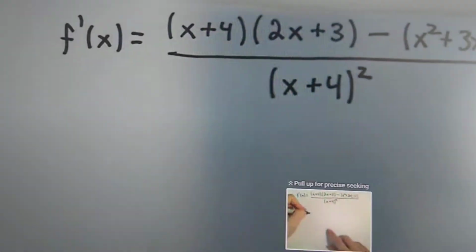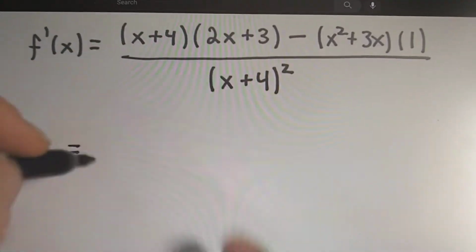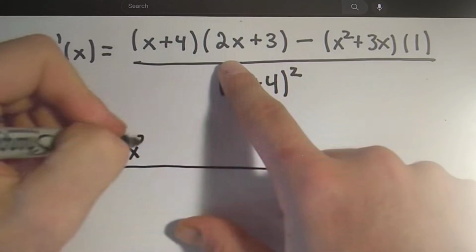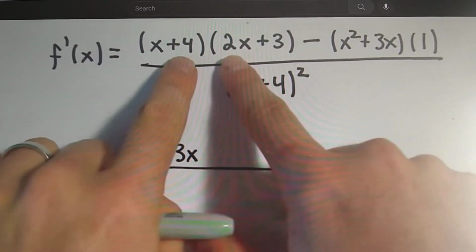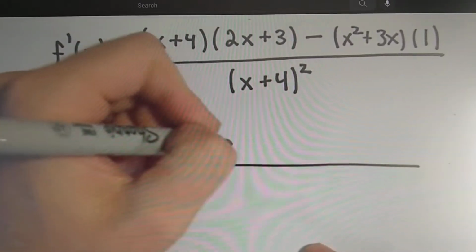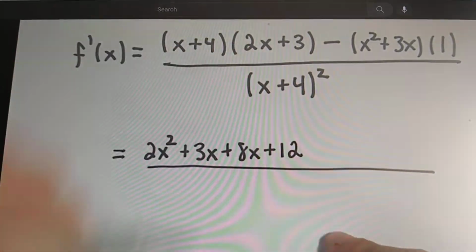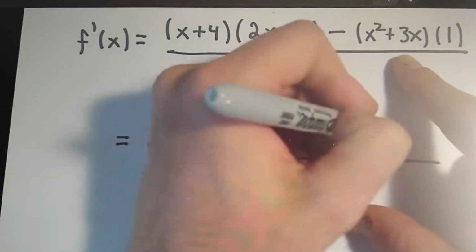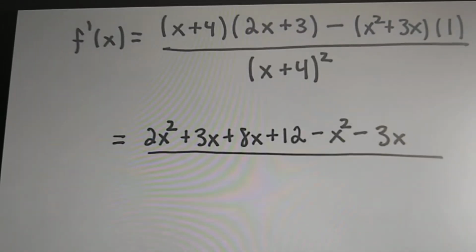And now it's just going to be a matter of simplifying this and collecting like terms. So in the numerator, if we distribute, x times x would be x squared. We would have x times positive 3, or positive 3x. Positive 4 and 2x would give us positive 8x. And then positive 4 and positive 3 would give us positive 12. And then we can subtract. We would have minus x squared minus 3x when we distribute the negative. Again, multiplying by 1 is not going to change anything.